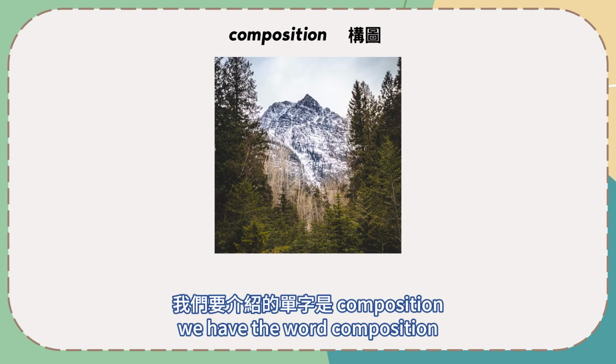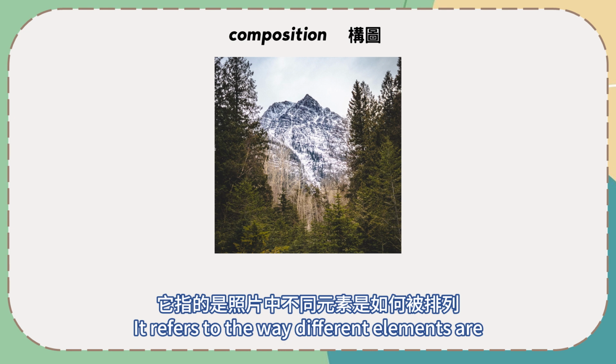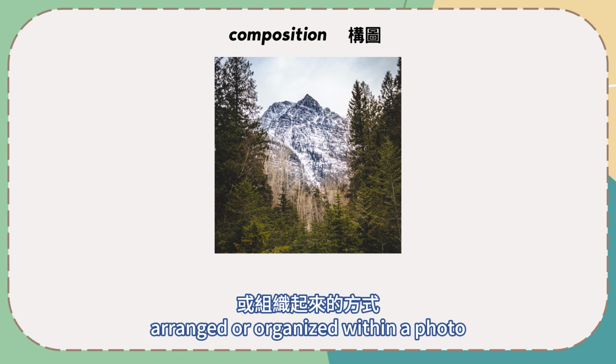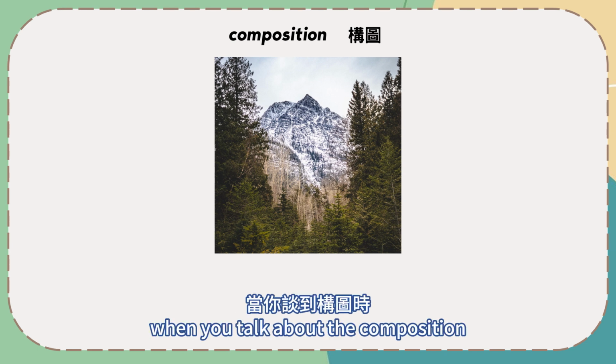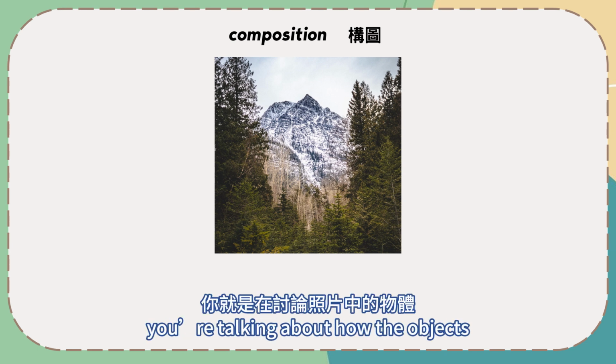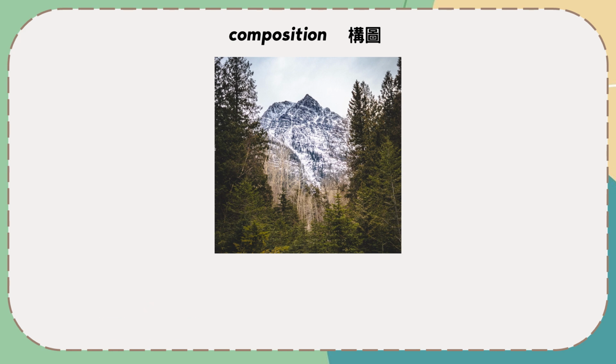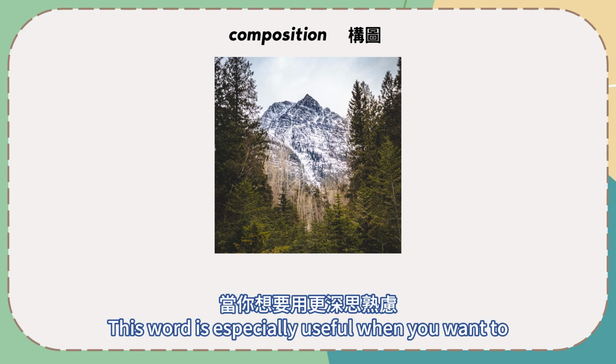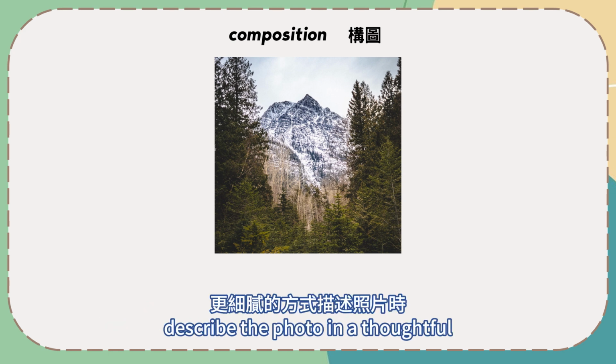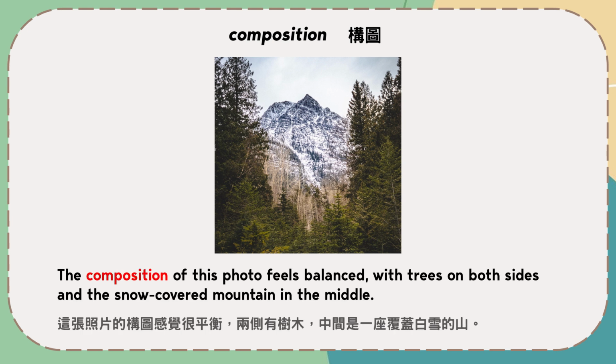Next, we have the word composition. It refers to the way different elements are arranged or organized within the photo. In other words, when you talk about the composition, you are talking about how the objects, people, and colors are placed together to create balance or focus. This word is especially useful when you want to describe the photo in a thoughtful and detailed way. The composition of this photo feels balanced, with trees on both sides and the snow-covered mountain in the middle.